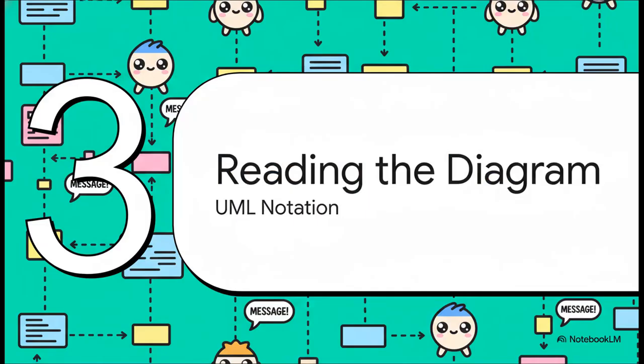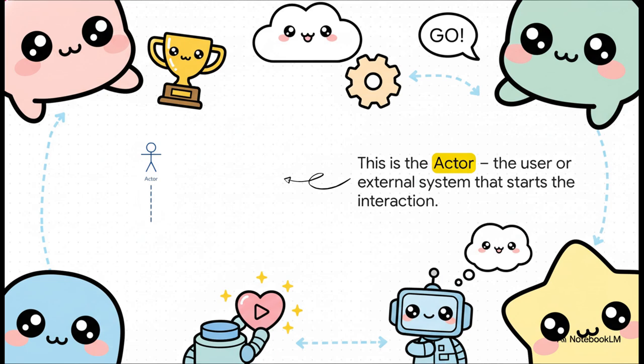Okay, now for the fun part. Let's actually learn how to read one of these things. And don't worry, the notation is super simple and clean, but it's also incredibly powerful. We're going to break it down piece by piece. First up, you've got the actor. You'll see this little stick figure, and that represents the person, or hey, it could even be another computer system, that kicks the whole thing off. They're the one with a goal, they're the one who starts the conversation.